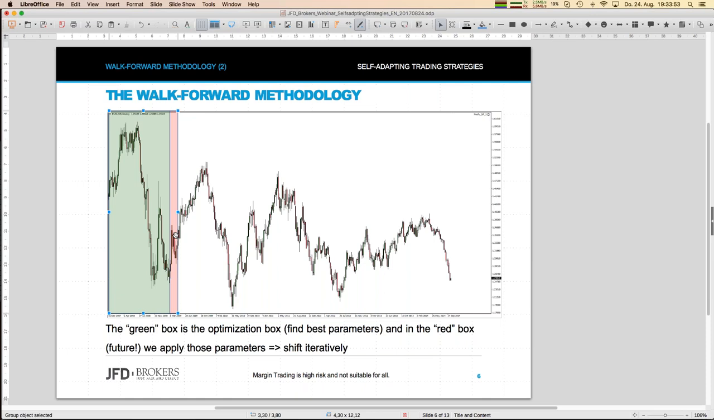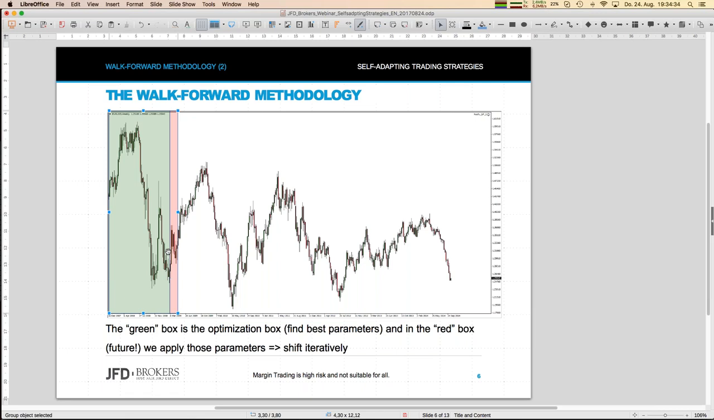And we can apply those parameters, let's say, for the next couple of days. And that would be the red box. And then we get trades in the future. And then we will build up a list with those trades. Those trades should be our final, let's call it backtesting equity. But it's not a real backtest, because from the point of optimization, it's the future. And you see already, hey, that's exactly what we want to do later, meaning today.